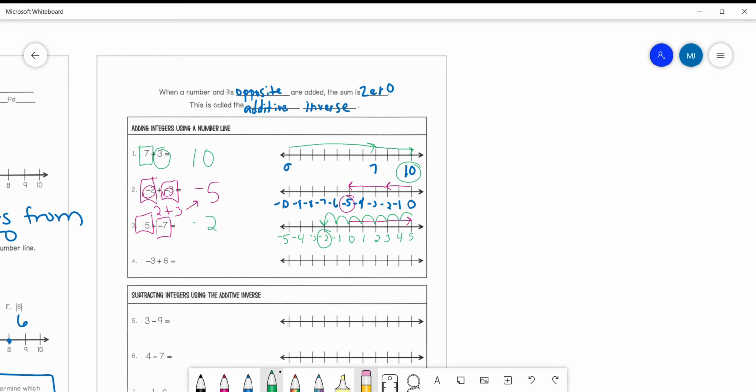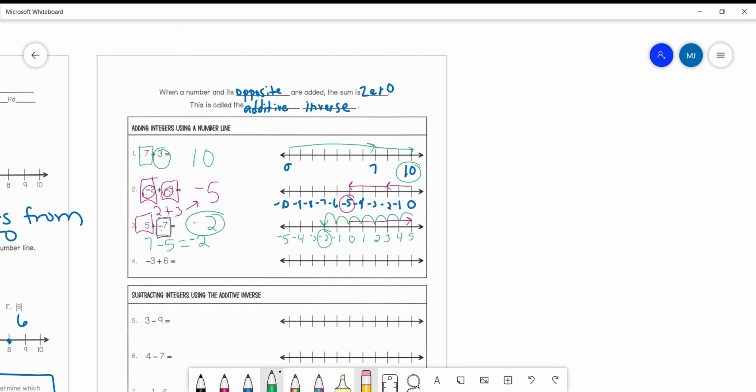So a way to do this one is to take the absolute value and subtract, and take the sign of the bigger absolute value number. We talked about the absolute value of 7 is larger than the absolute value of 5. 7 has this negative sign, so our answer needs this negative sign. That's our answer right there.